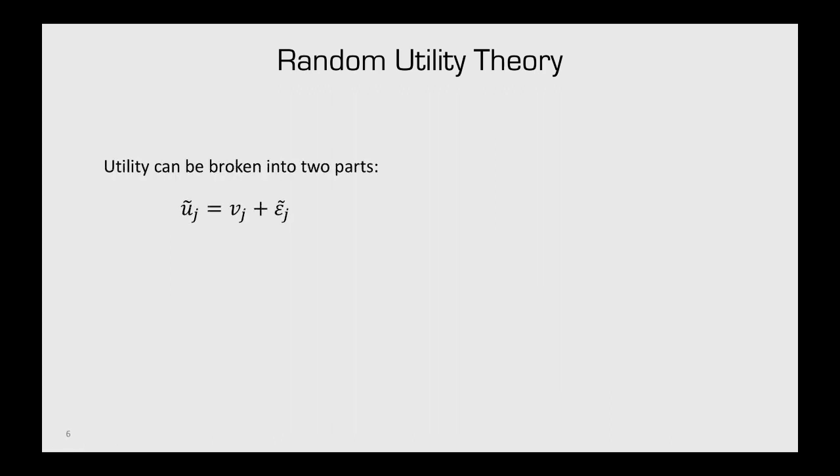Utility can be broken into two parts, an observable part and an unobservable part. We use V sub j to denote the observed utility. In that last example, this would be things like the price, the battery life, and the signal quality of the cell phones. The epsilon refers to an error term. These are things that we may not be able to measure, and we assume that it's a random variable that has some variance but a mean of 0.